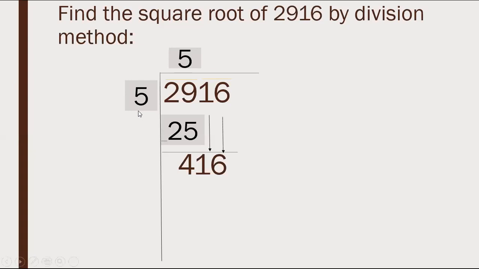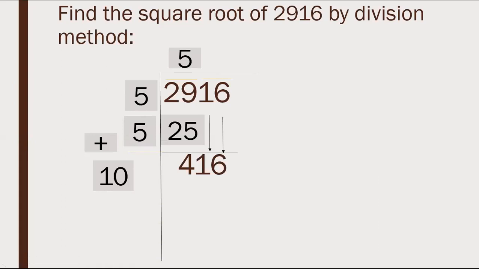What about the left hand side? We have to add 5 with 5. So we get 5 plus 5 is 10. Now we have to find the number which when multiplied by the same number gives 416.